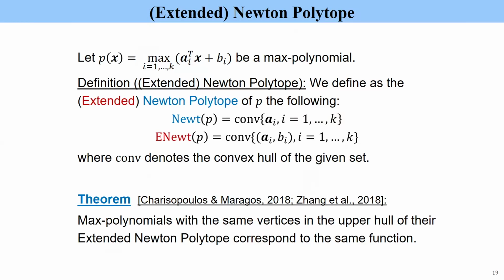The Newton polytopes now are more useful if we extend them by 1 dimension. We take the slope vector, AI, and we concatenate it with a bias vector. So we increase the dimensions by 1. And this is called the extended Newton polytope. Again, the convex hull of these extended vectors. And there is a very useful result that says the max plus polynomials with the same vertices in the upper hull of the extended Newton polytopes correspond to the same function.